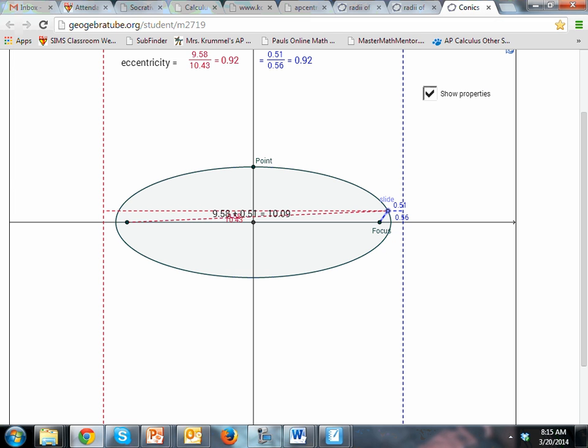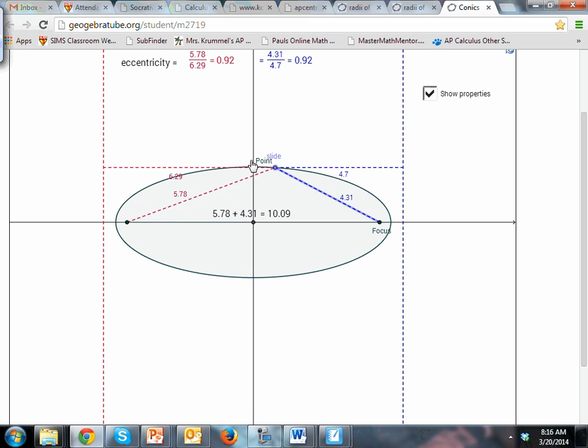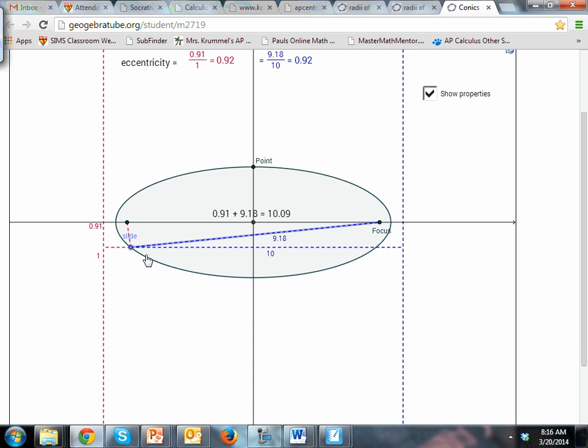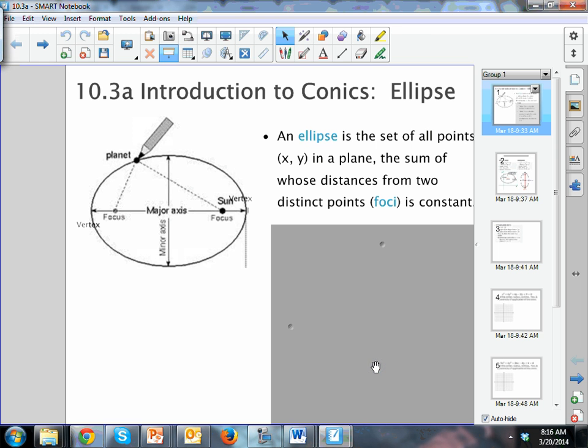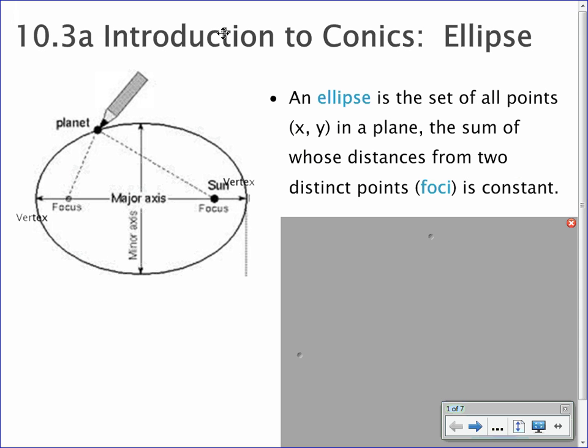So that is what makes an ellipse special. We have these two foci inside of our ellipse, where the distance from each, when you add them up from a point, is going to be the same throughout the entire ellipse. Now, let's learn about some more vocabulary.